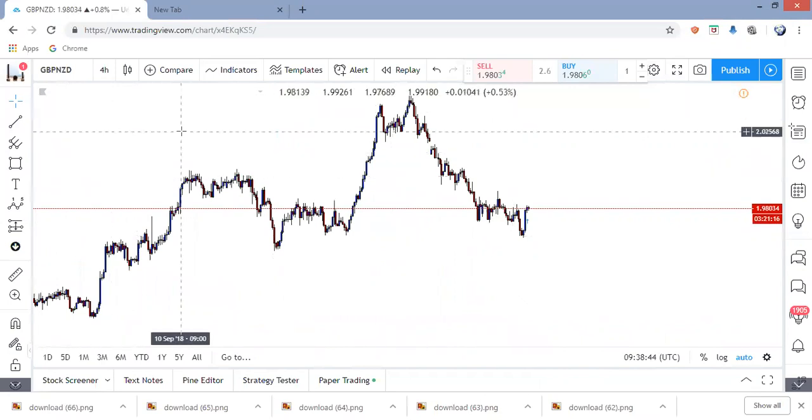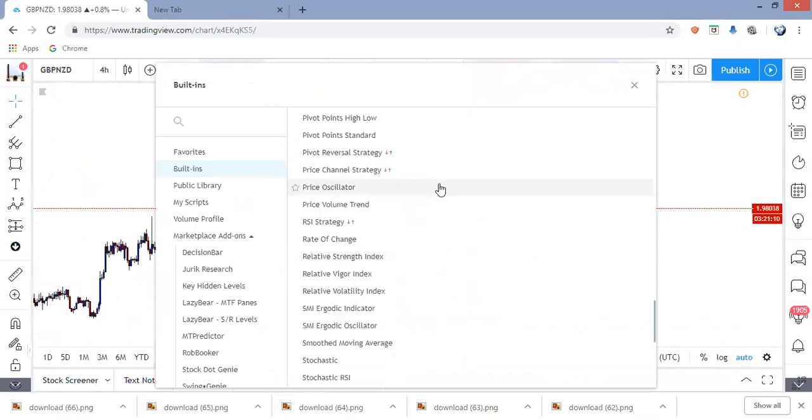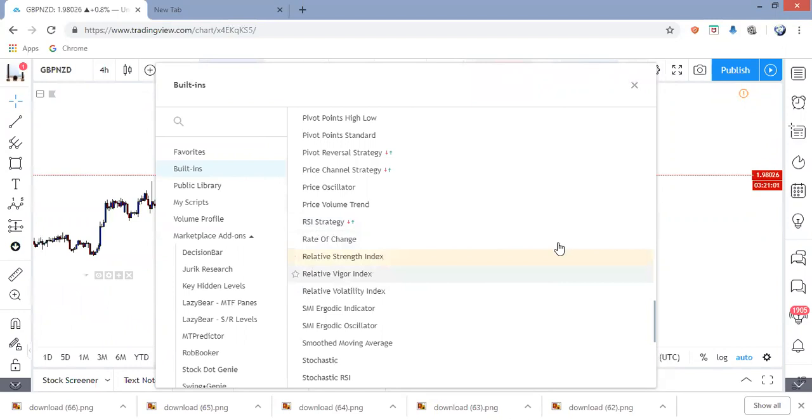So go to your indicators, you add the RSI, relative strength index, not the strategy, not any other thing. Make sure that you add the relative strength index.